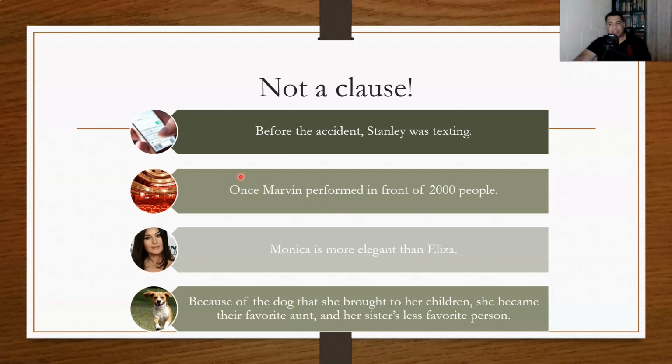Now, using it in a clause of time, I could say, once Marvin had finished his performance, he received a standing ovation. That is different. I have a verb for this time, for the adverb clause, and I have the verb for the independent section. Okay, so they look like, but they are not.